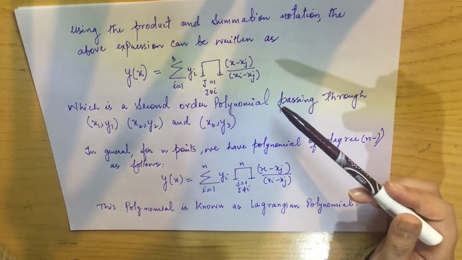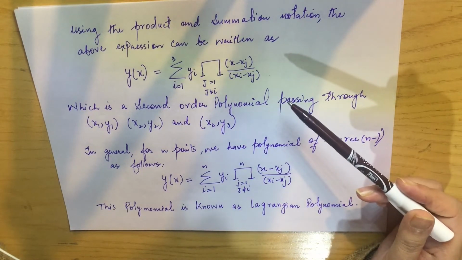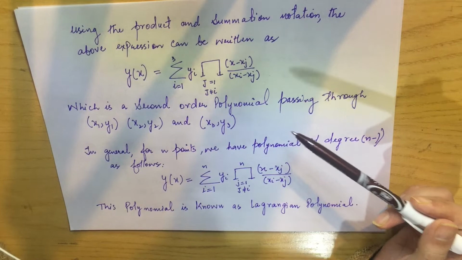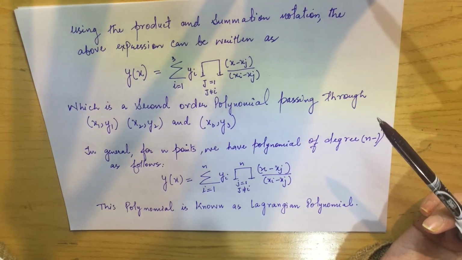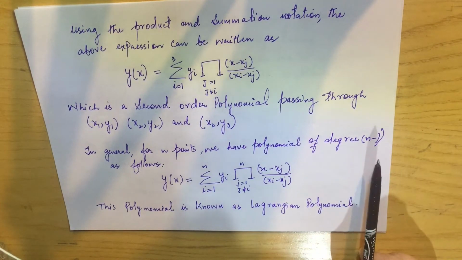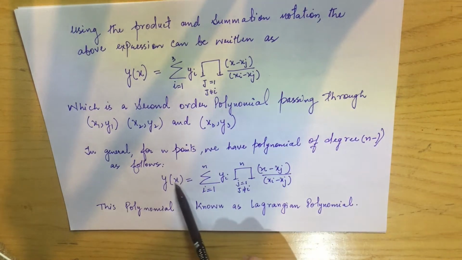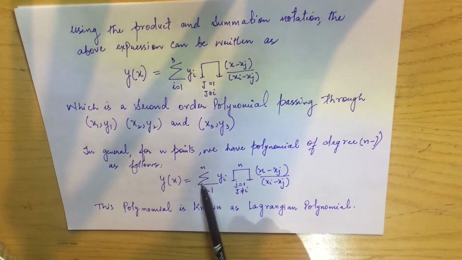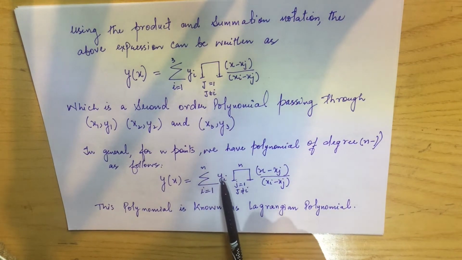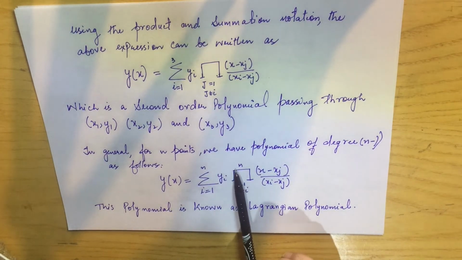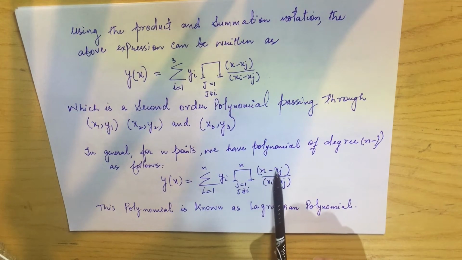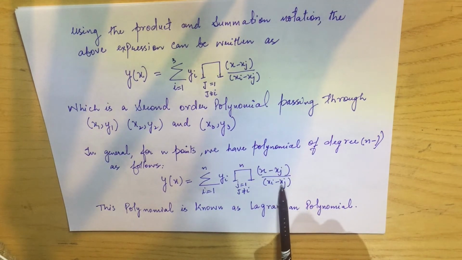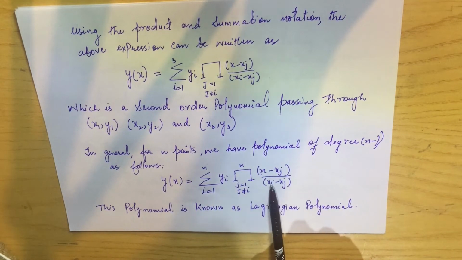So in general we can say, if we have to calculate it for the points which are unequally distributed, we have the polynomial of degree n minus 1. We can generally write it in the form of the product and summation as y of x is equal to summation of i is equal to 1 to n of yi and the product of the terms x minus xj divided by xi minus xj, where j is not equal to i.